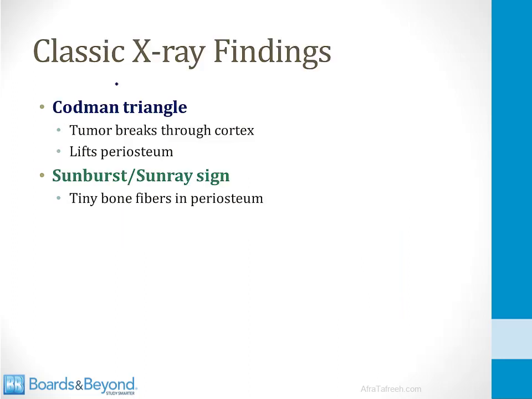There are two classic X-ray findings in osteosarcoma. The first one is called the Codman triangle. This occurs because the tumor breaks through the cortex and lifts the periosteum, and that forms a triangle. I'll show you a picture of this on the next slide.